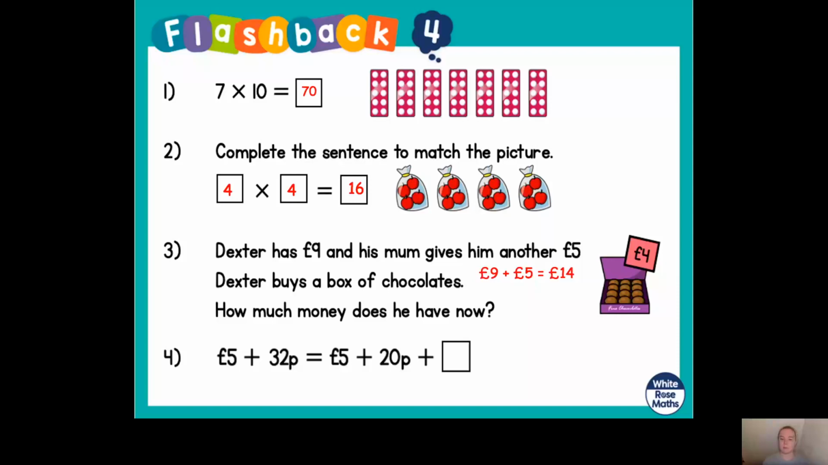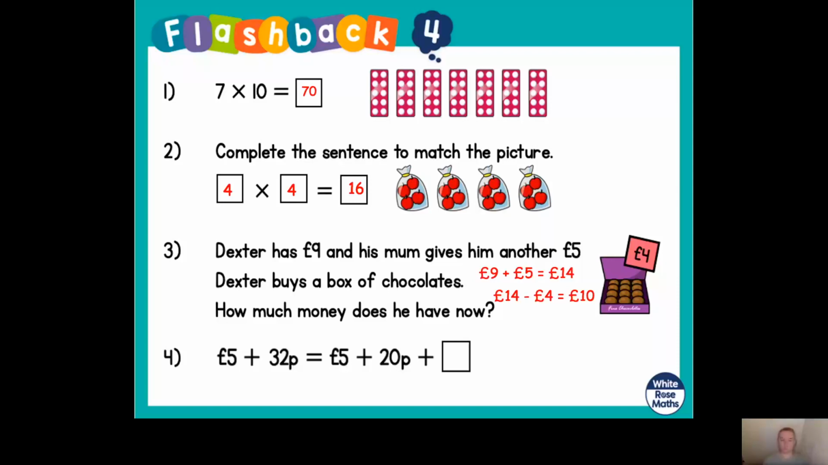Now, the second part of the question. So he's got his £14 and he's going to the shops and he buys a box of chocolates, which are going to cost him £4. Now, if we buy something, we end up with less money, don't we? So we're going to start with the amount he's got, which is £14. We're going to subtract the amount that the chocolates cost, which is £4. So £14 subtract £4 equals £10. So he's going to have £10 now after his mum's given him some money and he's gone to the shops.